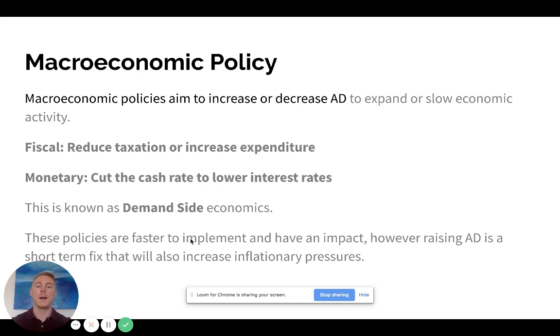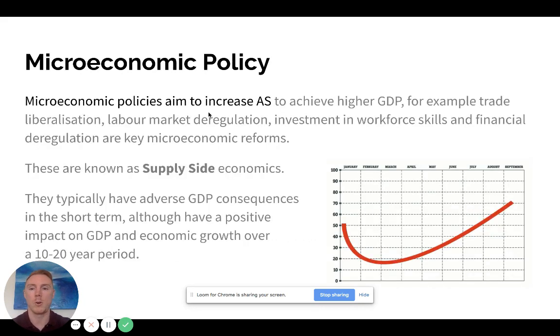These policies are faster to implement and have an impact, so there's a shorter time lag there. However, raising aggregate demand is generally a short-term solution. It's a short-term management, and it will increase inflationary pressures. So on the other hand, we can use micro. It, again, has its own pros and cons. It aims to increase aggregate supply.